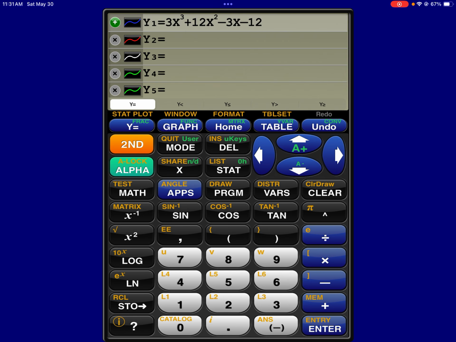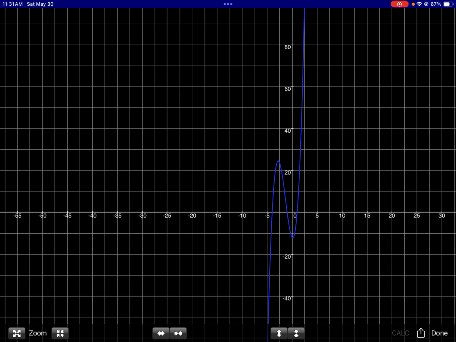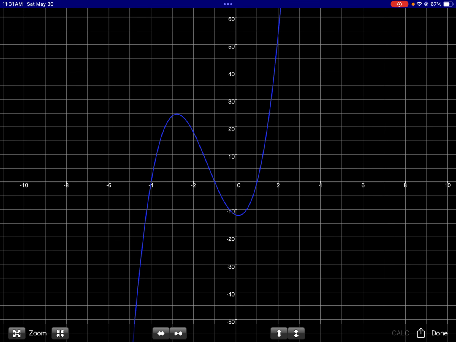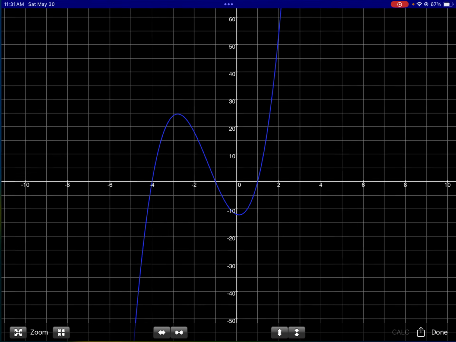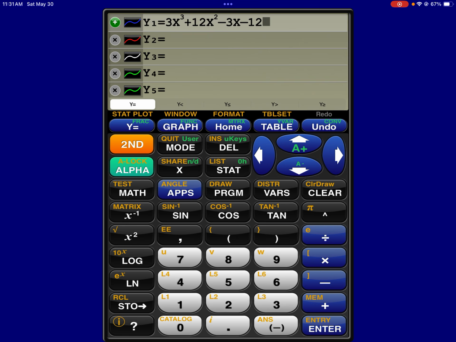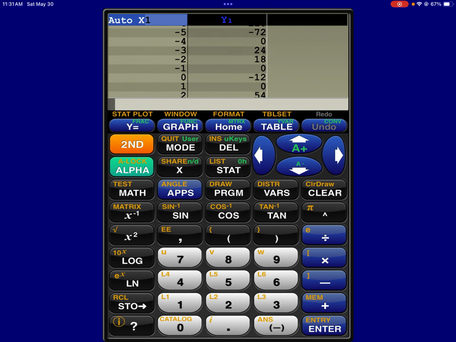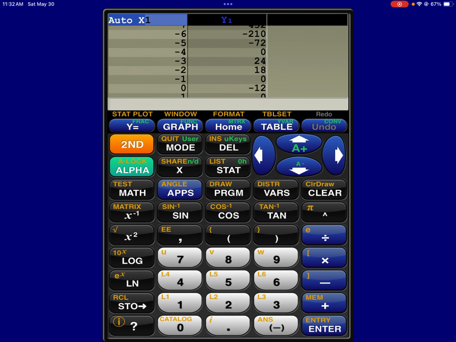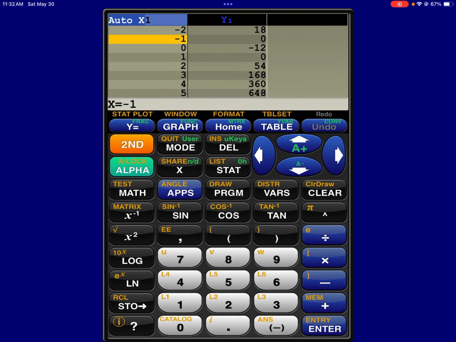Okay, so I can either look at it. It looks like it's crossing at -4, -1, and 1. Or I can go ahead and look at the table, and I'm looking for where I see 0. So it looks like x is -4, x is -1, and x is 1.